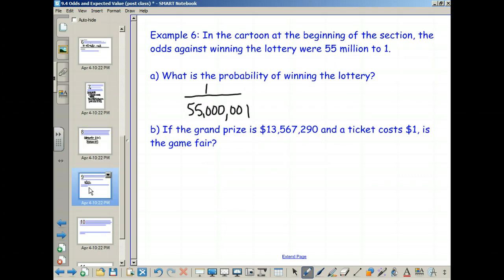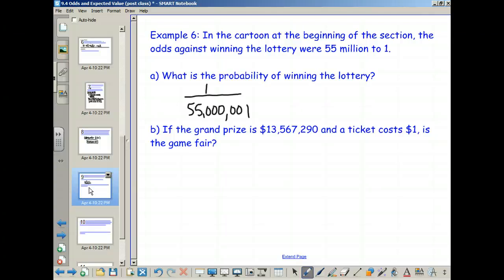All right, so here we've got a grand prize. The grand prize is $13,567,290, and a ticket costs $1. And the question is, is the game fair? So just like with our last game, we either win or we lose, right? Like with the roulette wheel. So what is the probability?